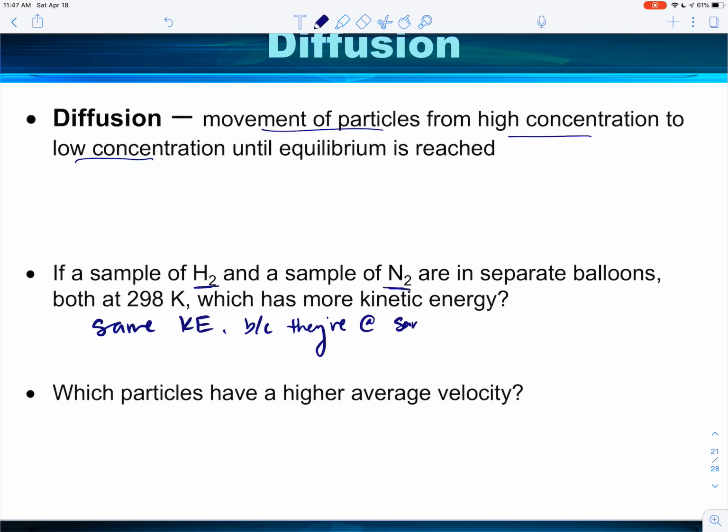Okay. However, this is our follow-up question. Which one has higher average velocity? So in other words, which will diffuse faster? Maya? Good. H2. Okay, and this is because of an equation that you guys learned in physics for kinetic energy, which is, Maritza? Yes, 1/2 mv squared. Okay, so even two things that have the same kinetic energy can have different velocities if they have different masses.